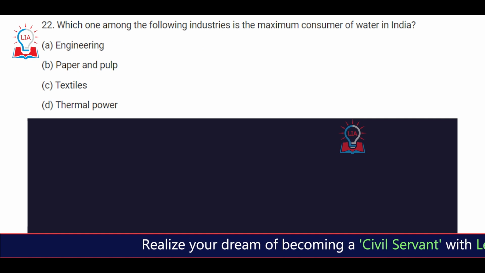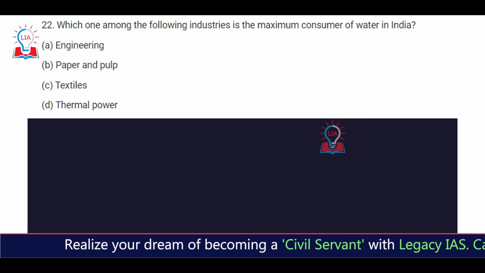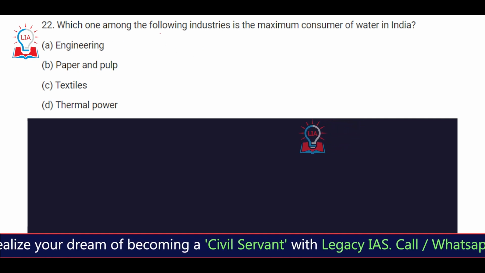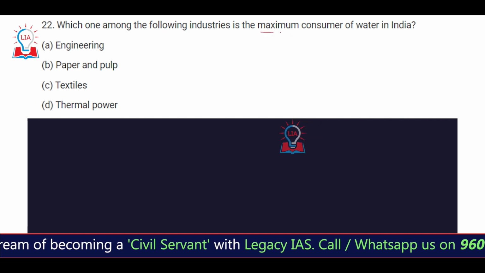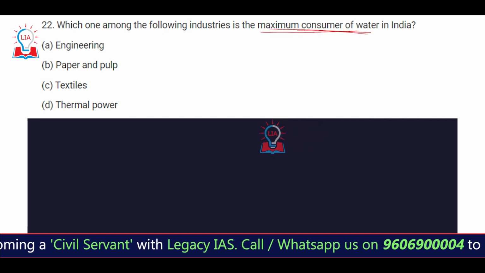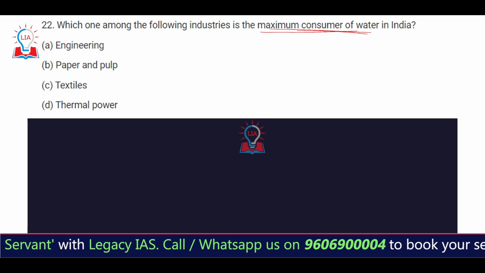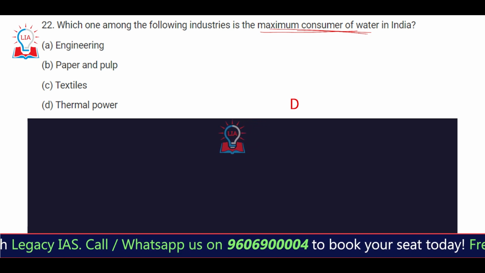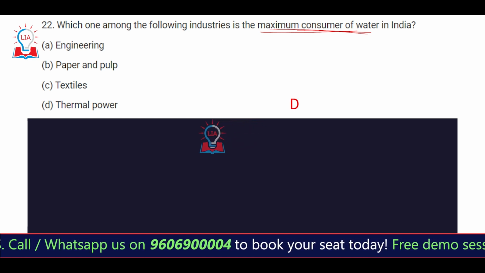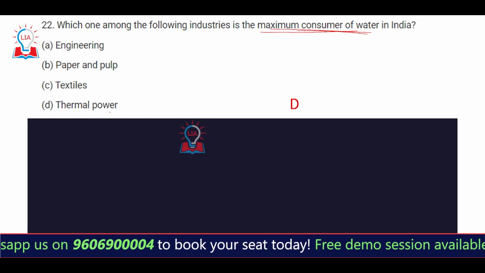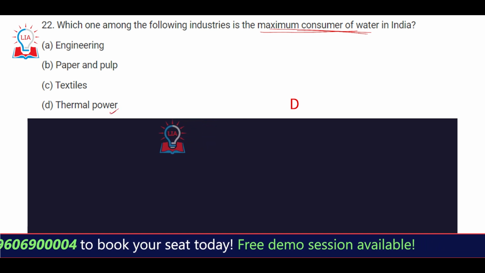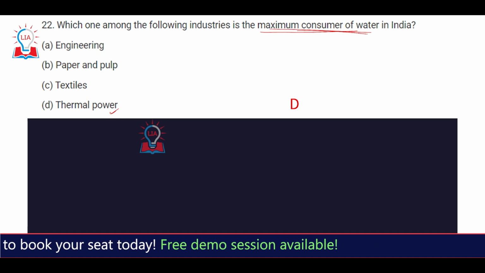The last question is related to industries, or we can say economic geography, where it has been asked which of the following industries is the maximum consumer of water in India? Engineering, paper and pulp, textile, and thermal power. So the correct answer here, again, is a factual question. In India, it is the thermal power industry that actually consumes maximum water.